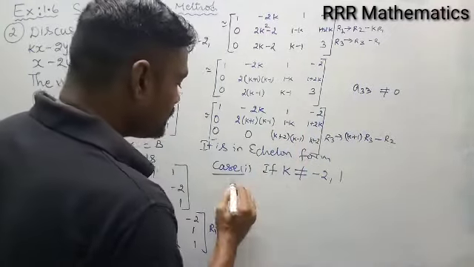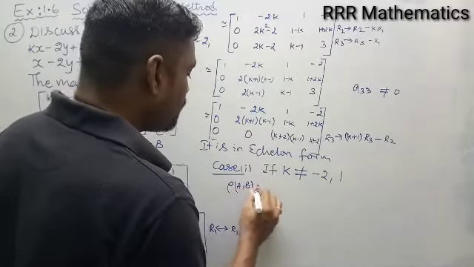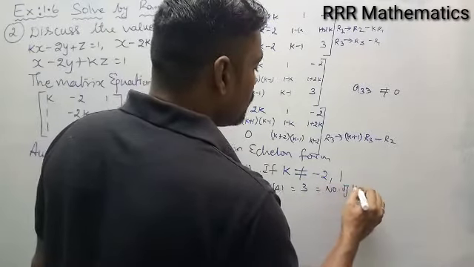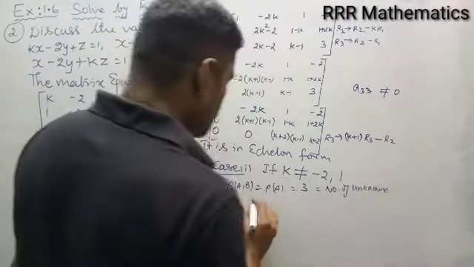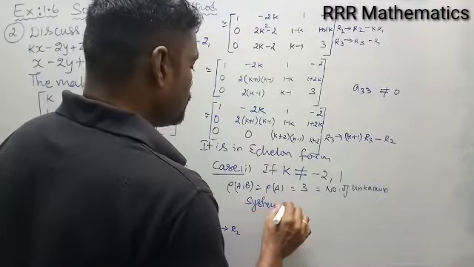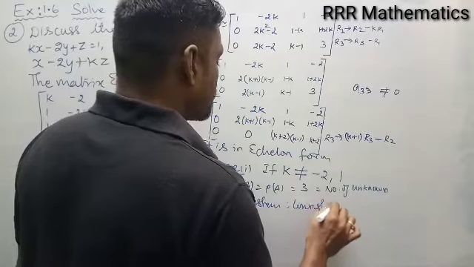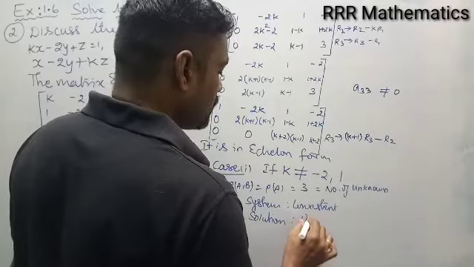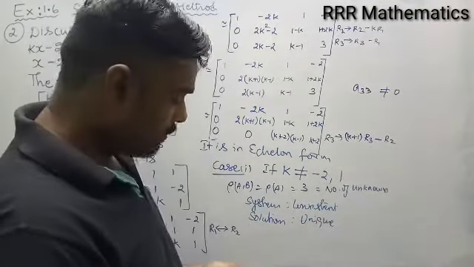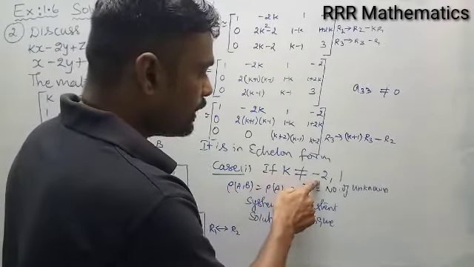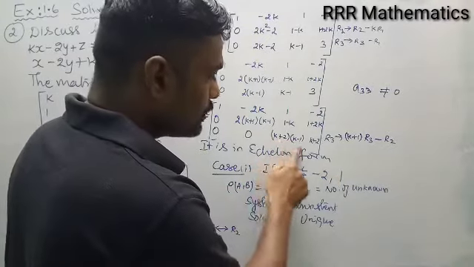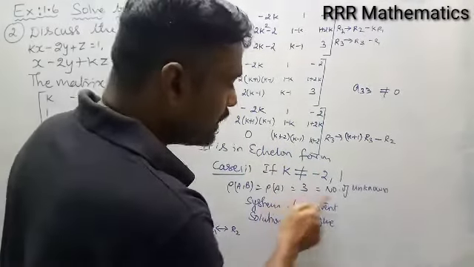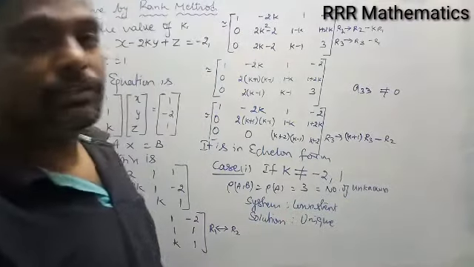So, in this case, the rank of A, B and the rank of A are equal to 3, which is equal to the number of unknowns. So, system consistent, solution will be unique. Got it? For my case 1, K not equal to minus 2 and 1, this one is not equal to 0. When A33 is not equal to 0, the rank of A, B and the rank of A are equal to 3, number of unknowns, system consistent, unique solution. Got it?